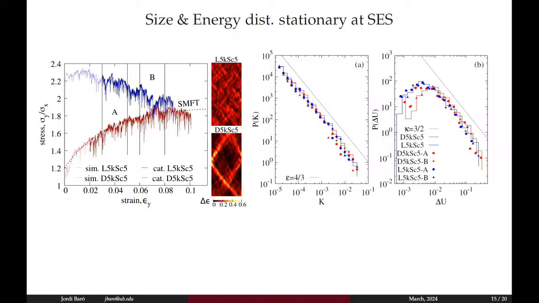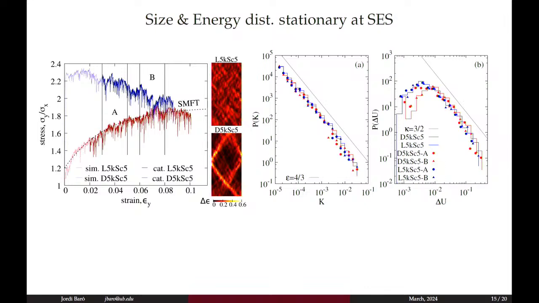At the end of the day, it doesn't seem to have any effect on the avalanche statistics that we observe, right? Here, the lines show the distribution of kinetic energies that we observe during the whole interval where the system stays at the SES. And here is the same with elastic energy drop. You see that both simulations follow the same distribution.